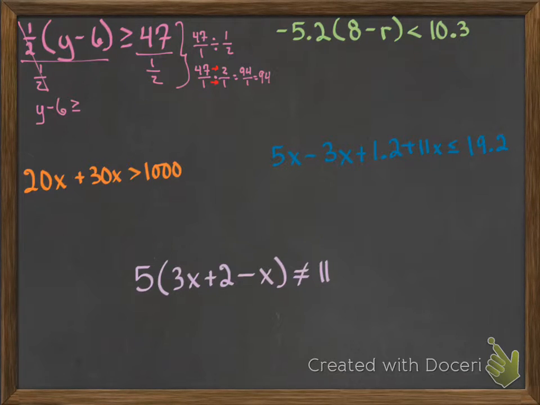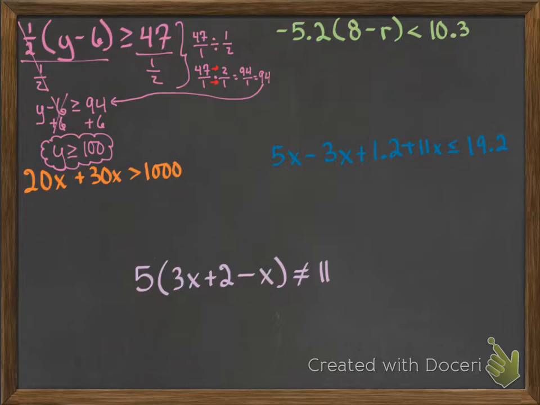So 47 divided by 1/2 is the same thing as 94, which I can go ahead and plug in because I have on the right-hand side 47 divided by 1/2. So I have y minus 6 is greater than or equal to 94. So how do you get y by itself? Well, we're going to add 6 to both sides. Those 6 cancel, and you're left with y is greater than or equal to 100. All right. Move on into the green.